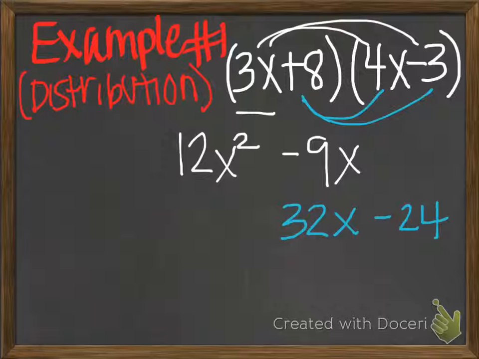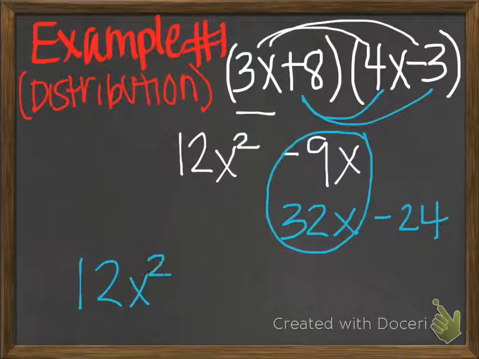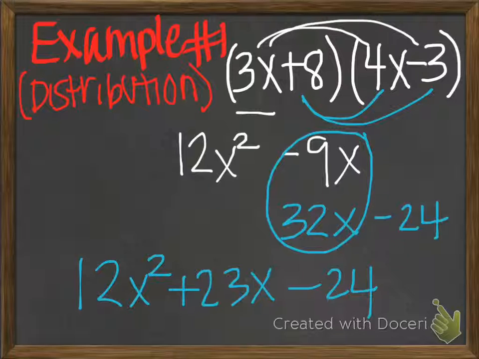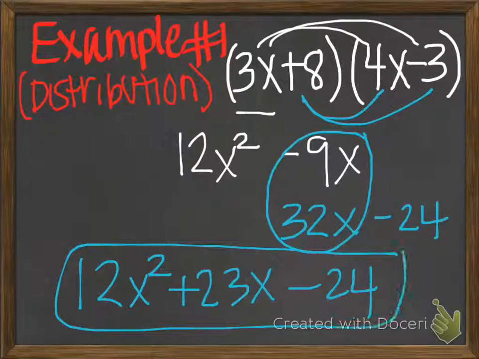And we have these two terms that are alike, so after we simplify that, we get our final answer of 12x squared plus 23x minus 24. And that is our final answer.